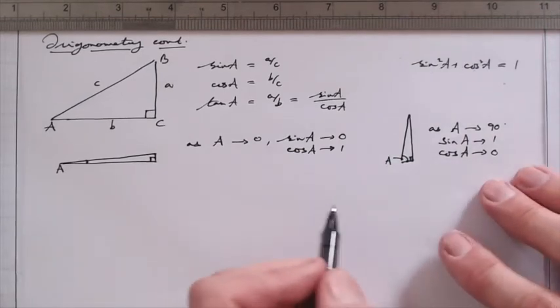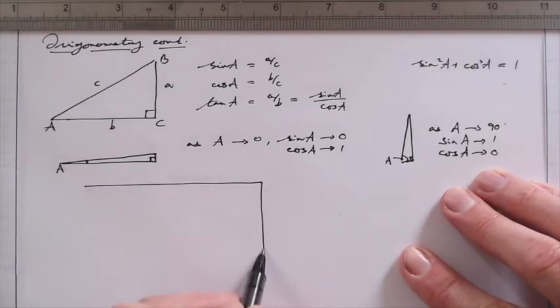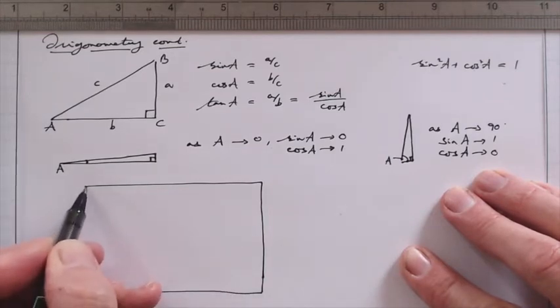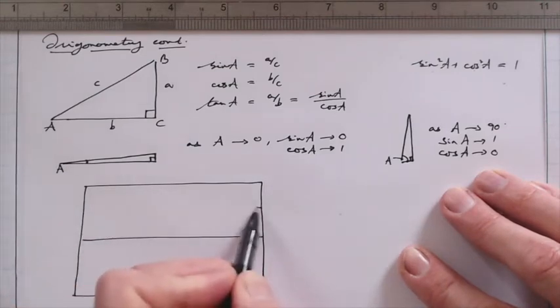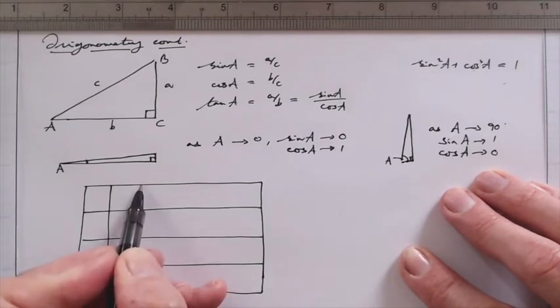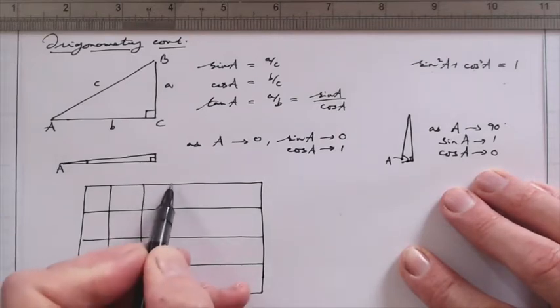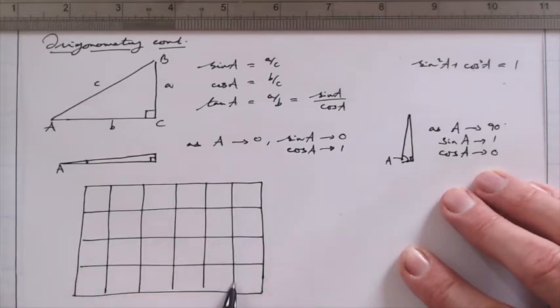So if we make a table of special values, we already have a good sense of what's going to happen as the angle goes to either 0 or 90 degrees. So if you just bear with me for a second while I get this table ready here. Okay, that should be fine, I think.